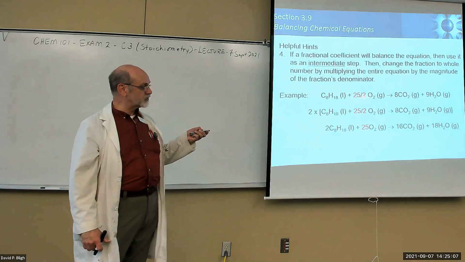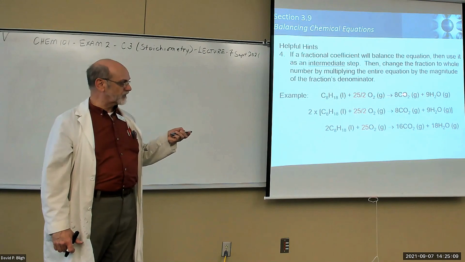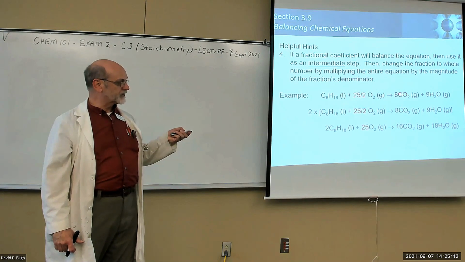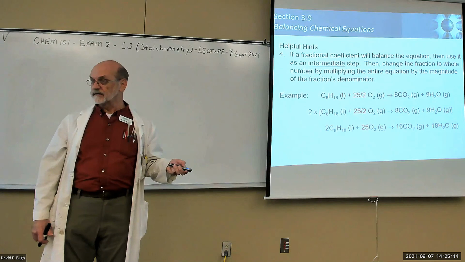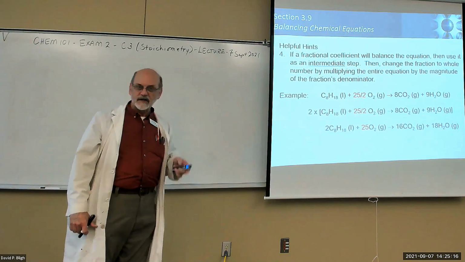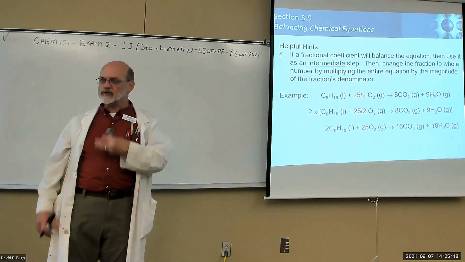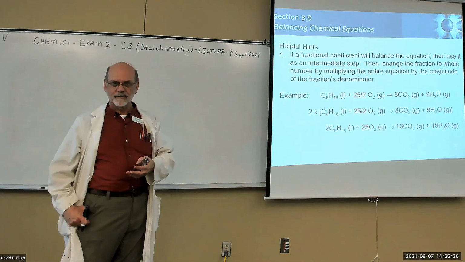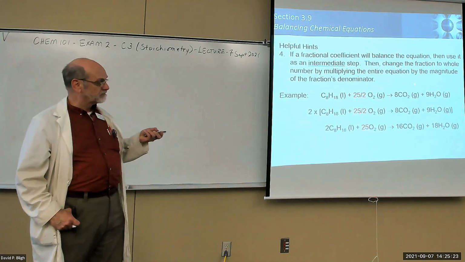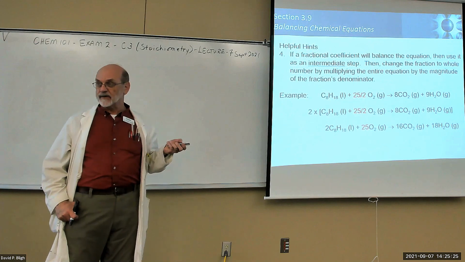25 oxygens is what you needed to balance the oxygens on that side. Right? 16 plus 9 is 25. So 25 halves is an intermediate step. You want your coefficients to be whole numbers, but sometimes you can use a fraction as an intermediate step.